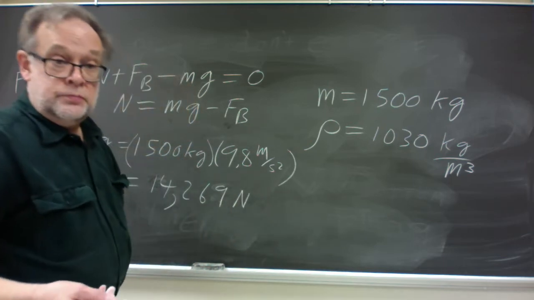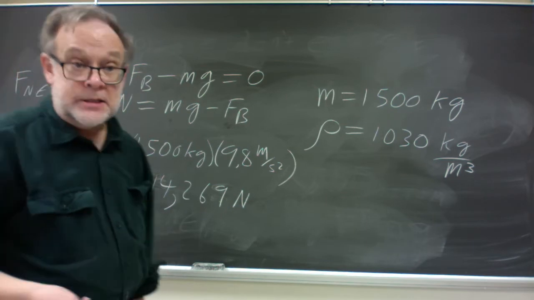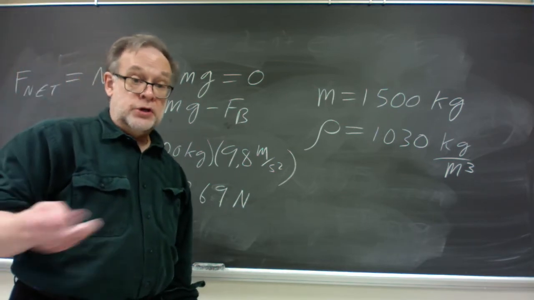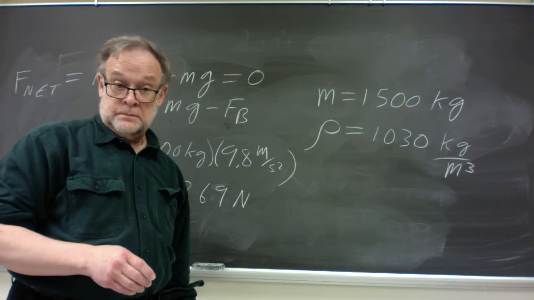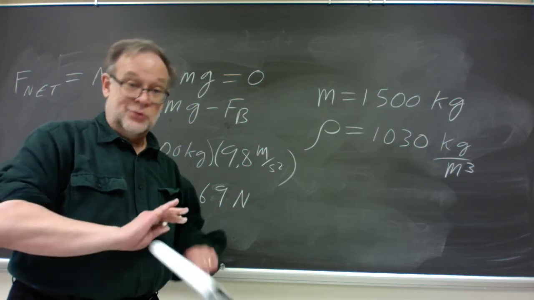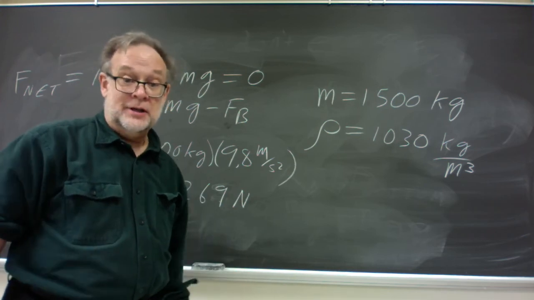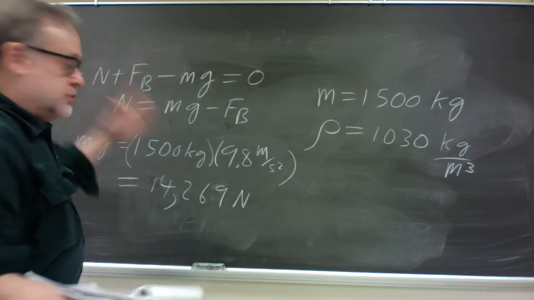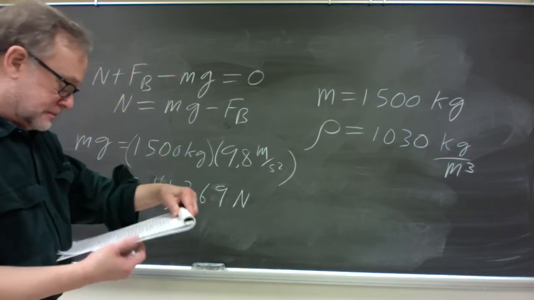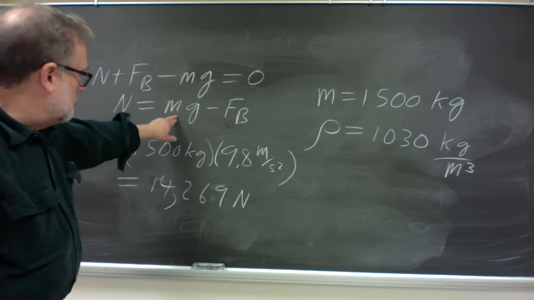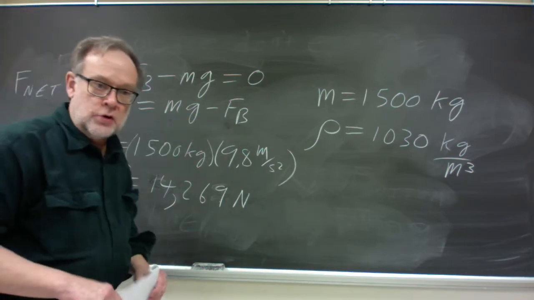Those are too many figures. There's a bunch of insignificant figures there, but we don't have to round off to the significant figures until we get to the end of our calculation. This is just an intermediate step. So that's the value of one force. Now what about the buoyant force?